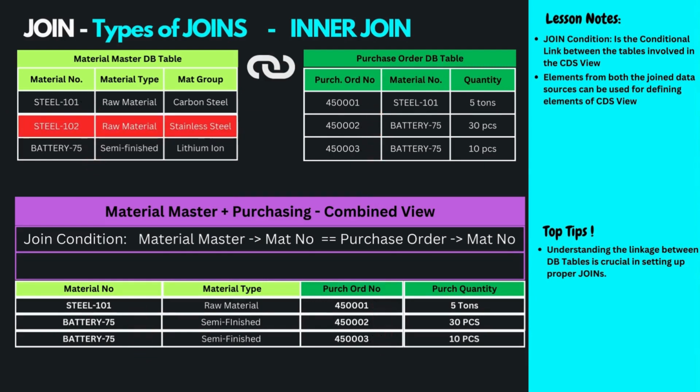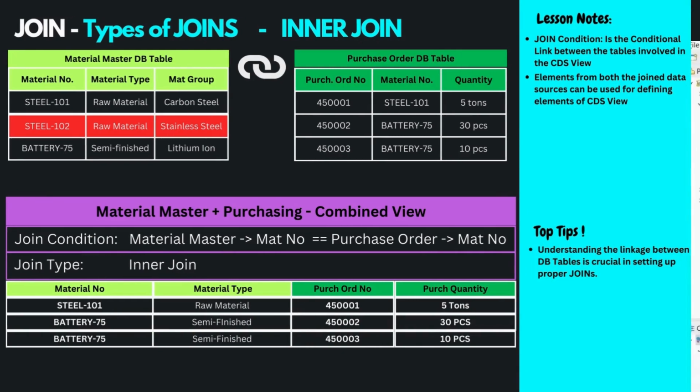And finally, the material steel 1 or 2 was not ordered at all in any purchase order. So therefore, I do not want to see it in my output. So this type of a join in which we combine records from the left-hand side table, MARA, and the right-hand side table, EKPO, whenever there are matching or same values in the fields which form part of the join condition, such a join is called an inner join. So that's it for the theory part.